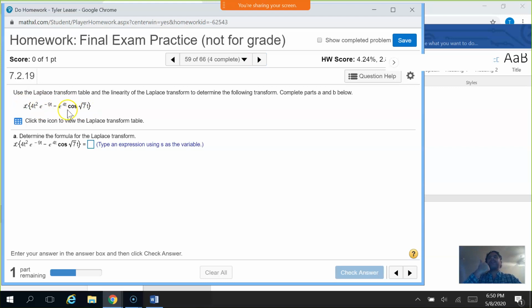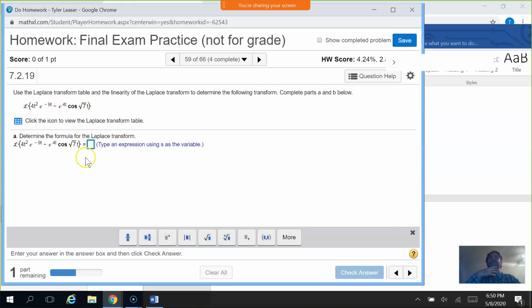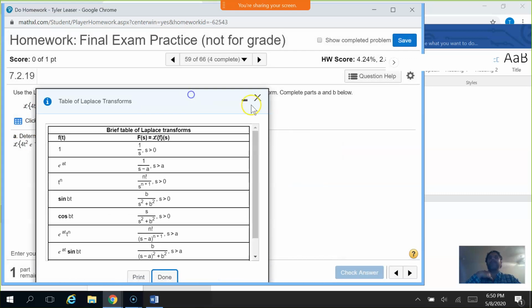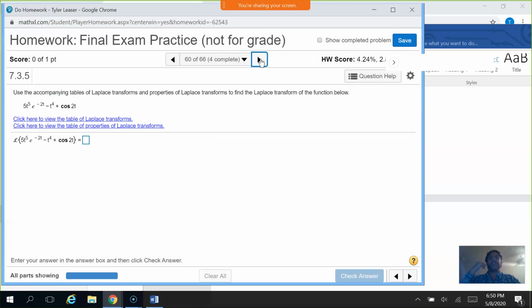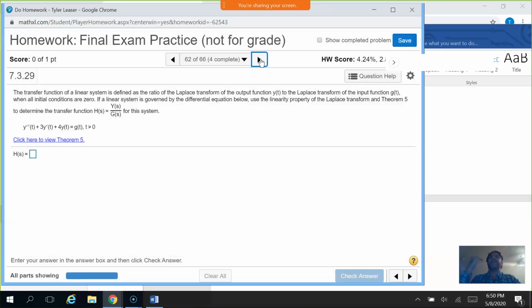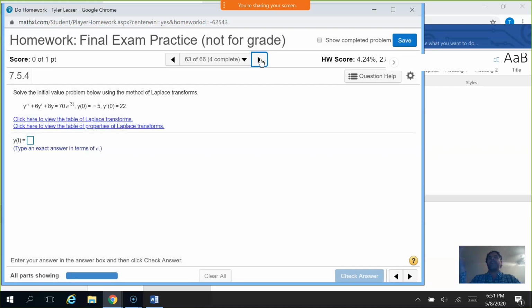So here they're just asking you to find the Laplace transform of this. And that takes a few minutes, right? Just using this table here. The other shorter question would be the other way around. So instead of asking you to find the Laplace transformation, they would give you the Laplace transformation and then ask you to find the inverse.